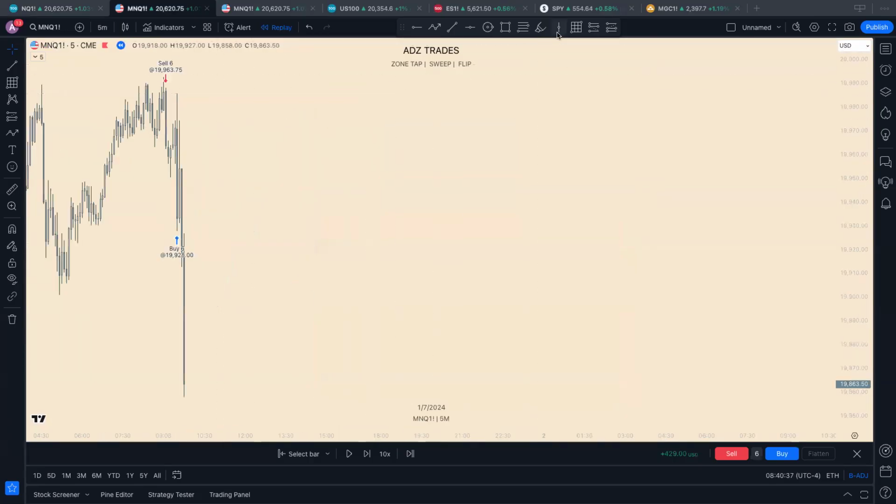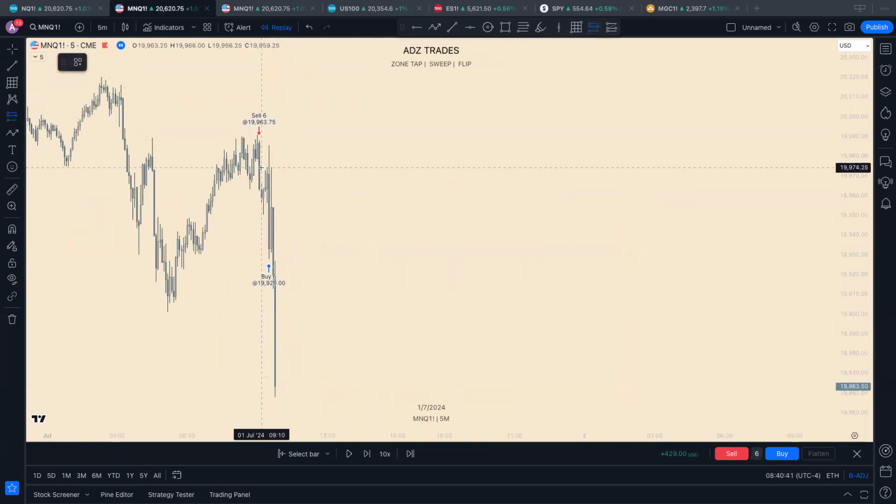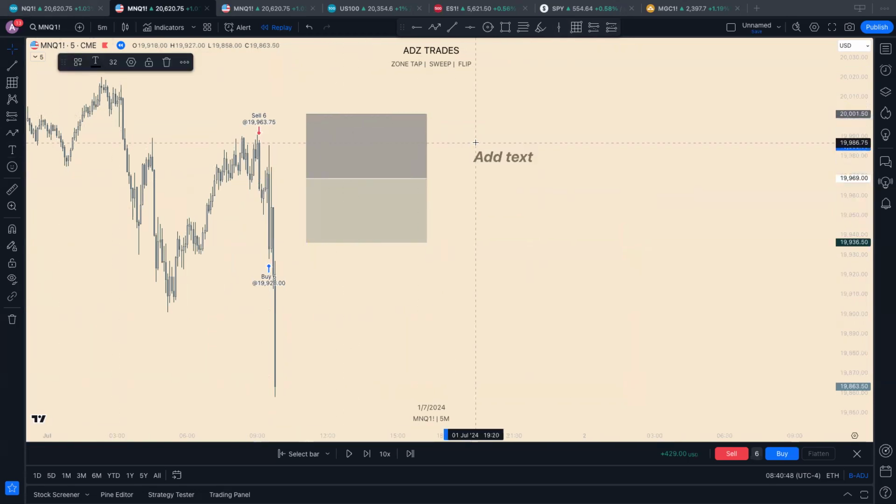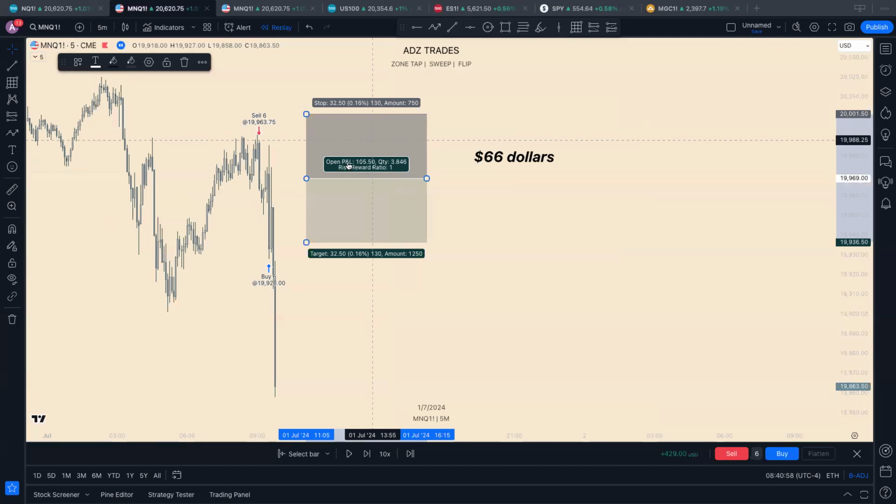Whereas in this scenario here, we sold here, stop loss was here. We're risking 33 points. So one contract is now only $66. So if, again, my max loss is still $500 per trade, I can risk 8 to 9 contracts. So always adjust your contract size based on your stop loss, never the other way around.